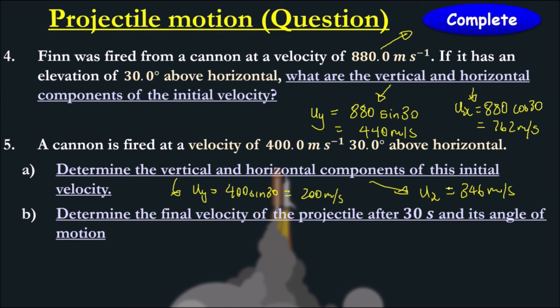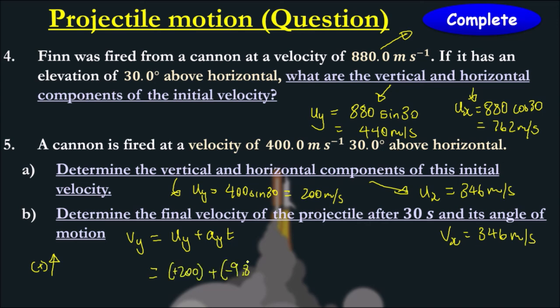Okay, if we want to work out the final velocity of this projectile's motion, we actually know that the horizontal component will have the same velocity at the end, so Vx is going to be the same, but Vy will be different. So for Vy, we have Uy plus AT. We know what T is, we know what A is, so let's use that. Again, positive direction is going up, so plus 200 plus negative 9.8 times 30 seconds. That gives us an answer of negative 94 meters per second.